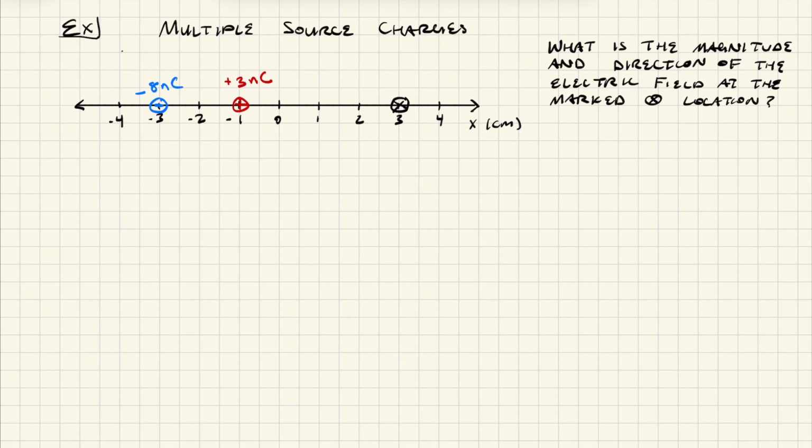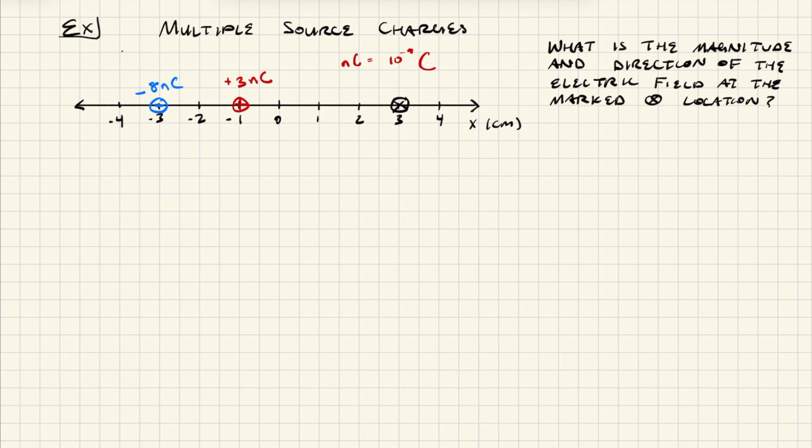So for this one-dimensional problem, we have a number line marked with positions in centimeters. We also have a positive 3 nanocoulomb charge drawn here in red and a negative 8 nanocoulomb charge. Reminder that a nanocoulomb is 10 to the minus 9 coulombs, so it's a billionth of a coulomb. We want to use the principle of superposition to find the electric field vector, the combined electric field vector, I should say, at this marked position at 3 centimeters. So this one right here.